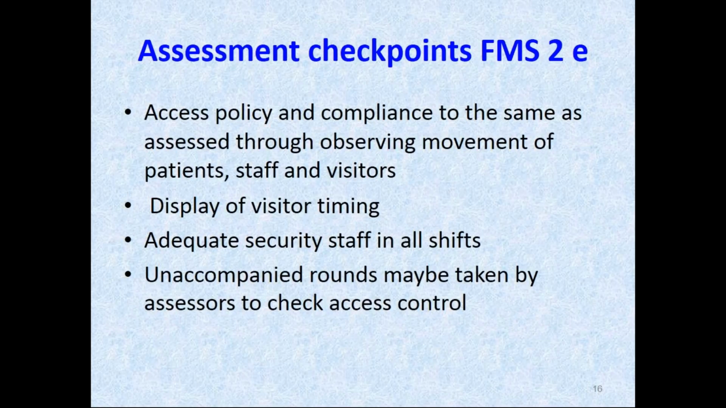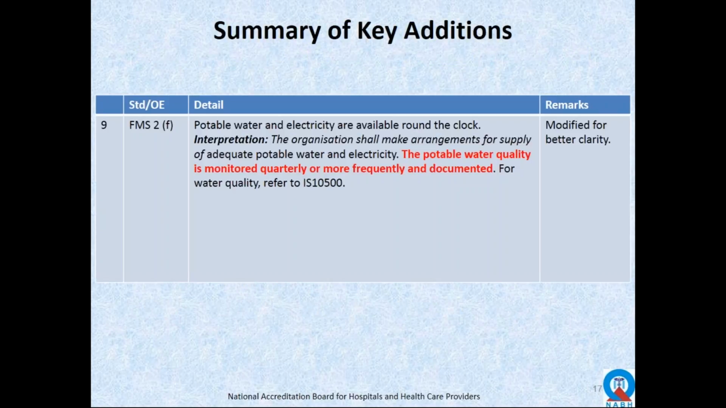For example, you have a situation where say in the monsoon seasons, or you have an outbreak in the community where you might want to do the potable water quality checking more frequently than once in a quarter. And the respective IS standard 10500 can be referred to for different aspects related to checking water quality.